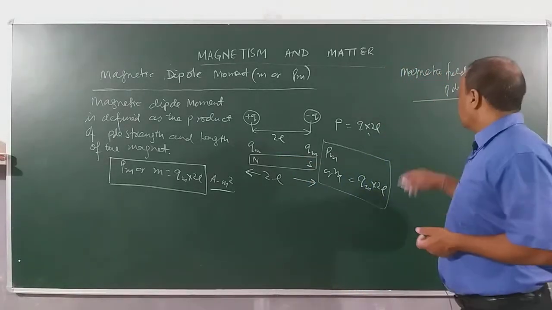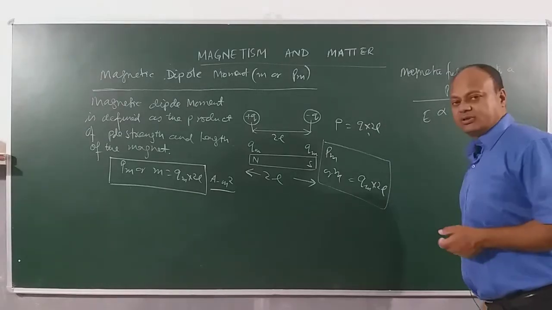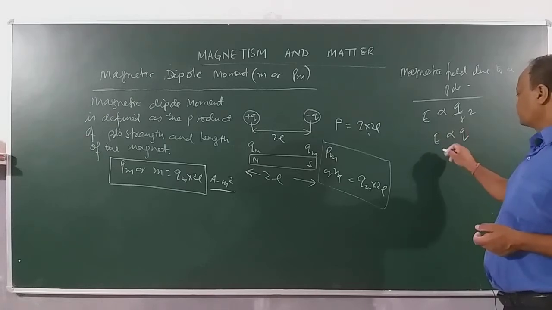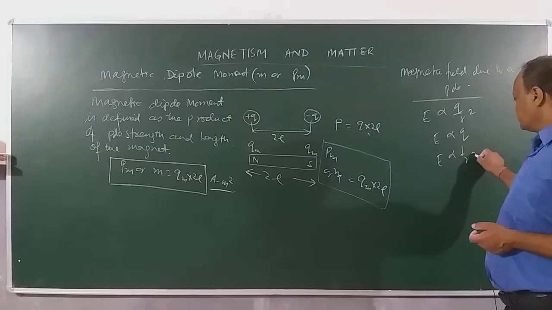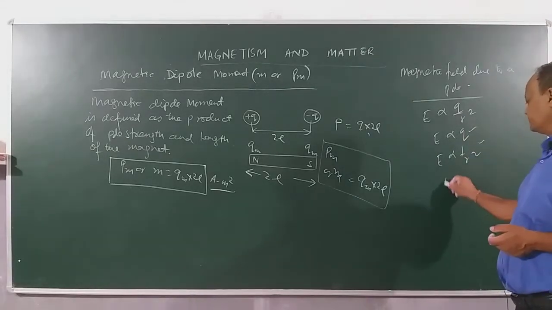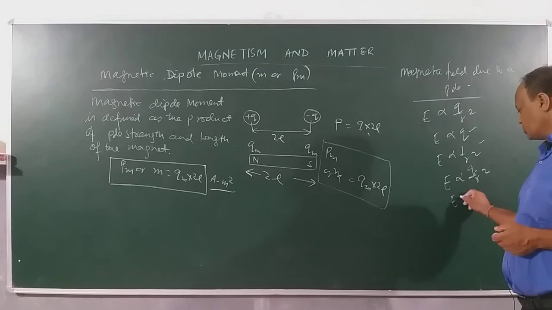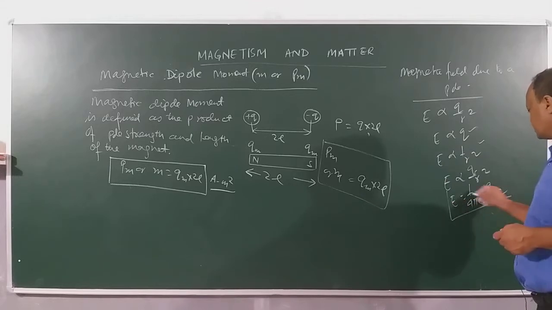And you know that electric field is directly proportional to Q by R square. Electric field due to a point charge is directly proportional to Q and inversely proportional to the square of distance. We have already done this. Combining these two results, we get E is directly proportional to Q by R square, and then E is equal to 1 by 4 pi epsilon naught Q by R square. So this is intensity of electric field due to a point charge.